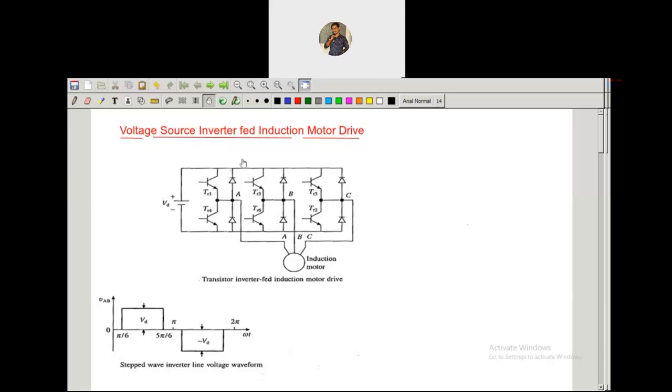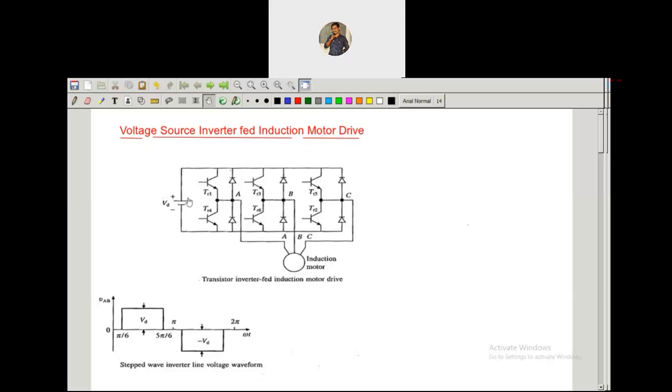For a voltage source inverter, the DC source has a small or negligible impedance. Small or negligible impedance. This is a very important point, and this question is asked frequently, right? So the DC source of the voltage source inverter has negligible impedance. Okay, keep that point aside. Now we are going to get variable voltage and variable frequency from a fixed DC by using the voltage source inverters.